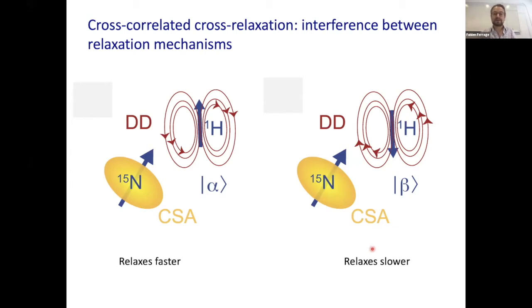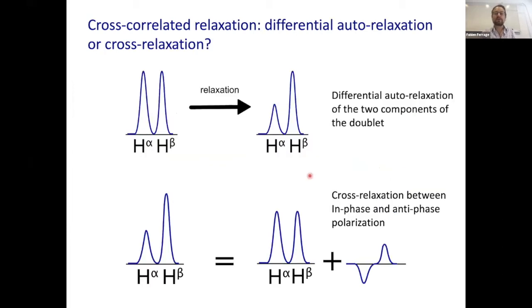And this is what is very nicely exploited in the TROSY experiment. So what we will have is what's called differential auto-relaxation of the two components of the doublet. So if we start with a nice in-phase doublet of the nitrogen-15 with each transition that corresponds either to the H alpha or the H beta, what we will see is one that decays faster than the other. So the one that corresponds to the alpha state for the proton decays faster than the one that corresponds to the beta state for the proton.